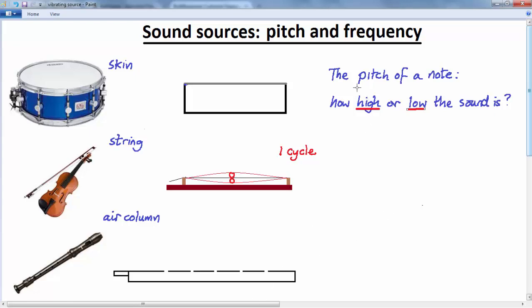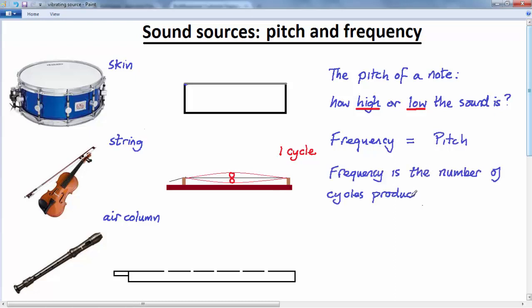Now, in music, we talk about the pitch of a note, but in science, we use a different term. We use the word frequency, and we can say that the frequency is exactly the same as the pitch. They are different words to describe the same thing. So the frequency is the number of cycles produced by a vibrating source in 1 second. So if this violin string is vibrating with a high frequency, then it's producing a large number of cycles every second. And if it's vibrating with a low frequency, then it's producing a low number of cycles.